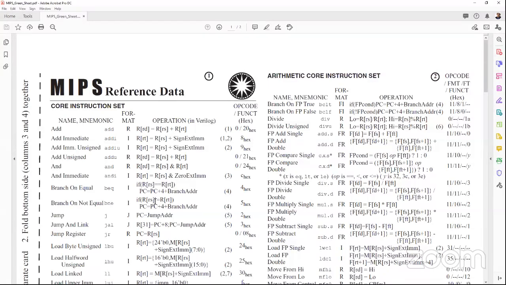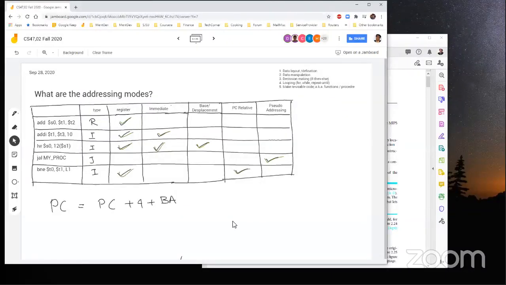Now, Professor, the MIPS green sheet is covering the Jamboard on Zoom. Yeah, thank you, Carter.